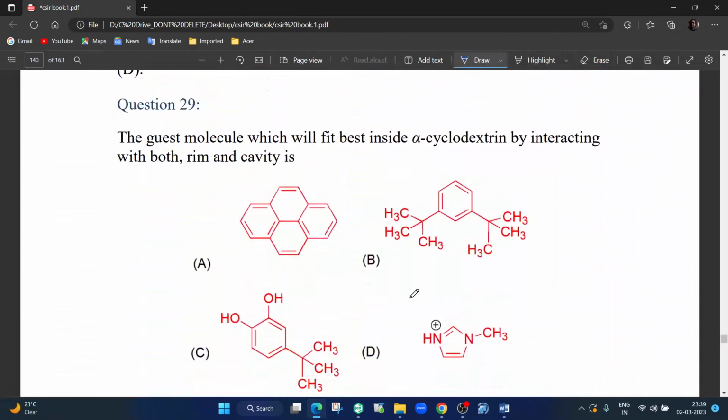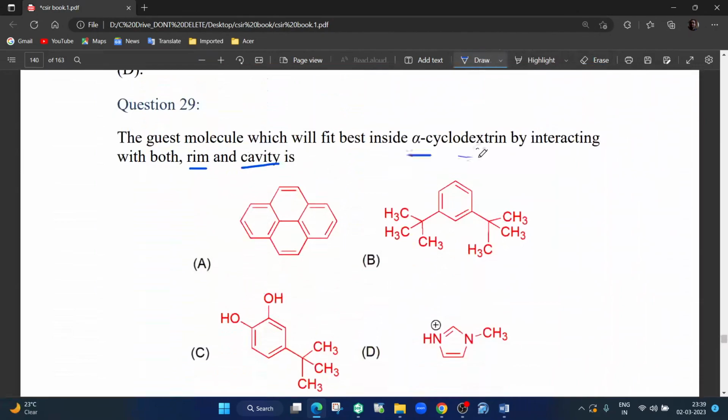Yeah, next is question 20, and this was the simplest question. This was an interesting question. It says the guest molecule which will fit inside alpha cyclodextrin by interacting with both rim and cavity. So rim is the outside part, cavity is the hole part. So basically cavity means you have to first look at how big is the hole. If the hole is big enough, then you need to add a big molecule. Then for the rim you have to see what functional groups are there. So you have to find out accordingly whether interacting functional groups are there or not.